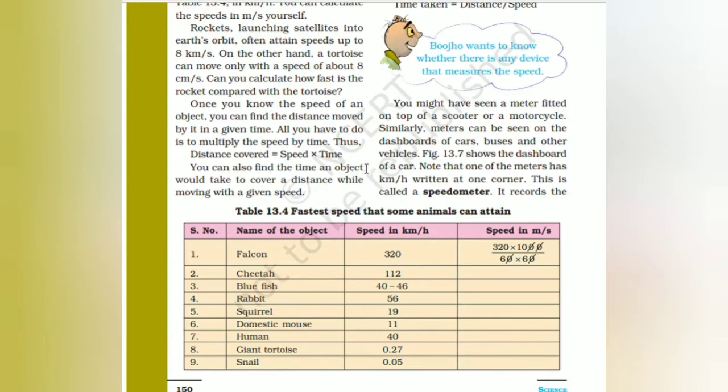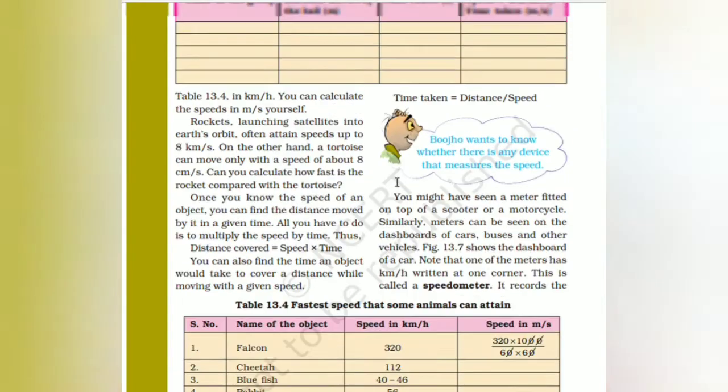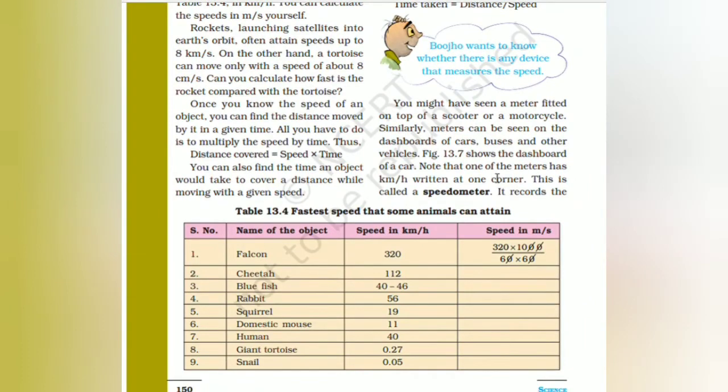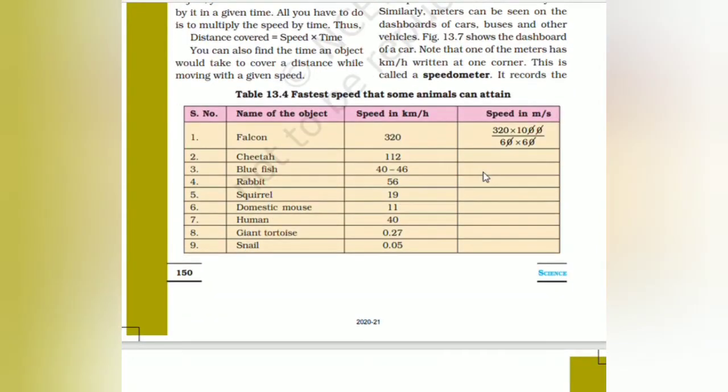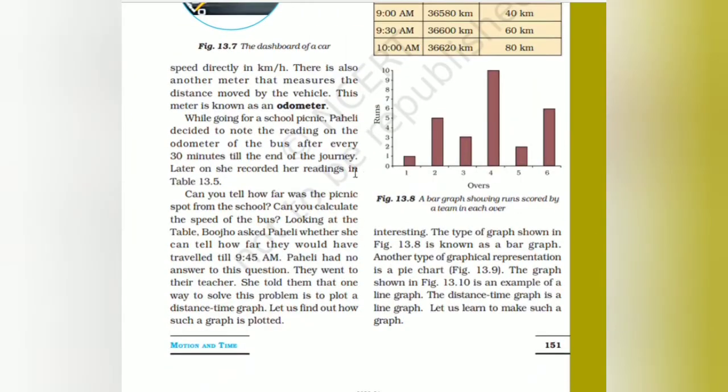Find an object you would cover to a distance while moving with a given speed. For this we use several meters that can be seen on the dashboard of cars, buses and other vehicles. This is being referred to as the speedometer. It records the speed directly in kilometers per hour. There is also another meter that measures the distance moved by the vehicle. So the speed can be calculated using the speedometer and the distance can be measured by the odometer.